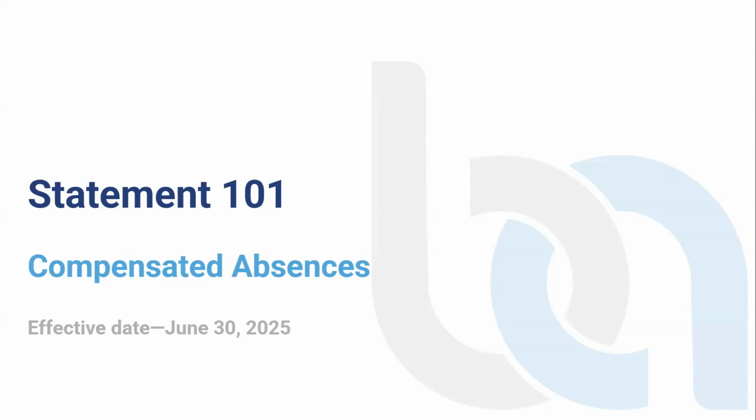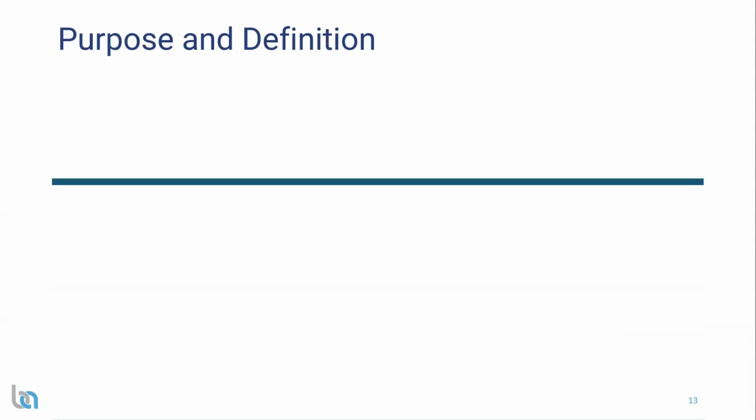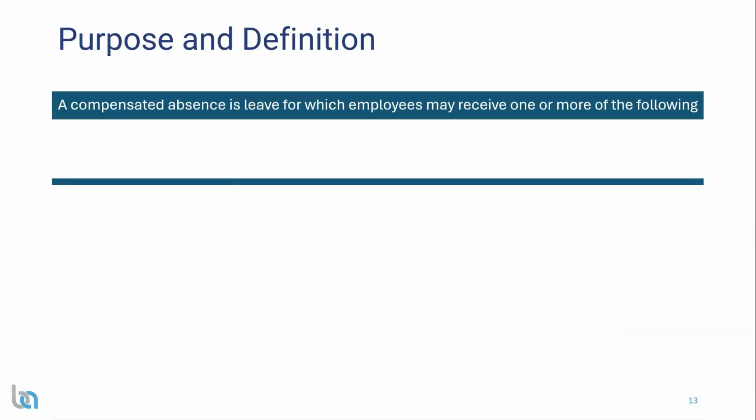Okay. All right. So we're going to move on to GASB 101, compensated absences. Compensated absences is leave for which employees may receive one or more of the following: cash payments when the leave is used for time off, like basically somebody's taking a vacation, so they continue to get paid their salary. So that is a cash payment when they use the leave.